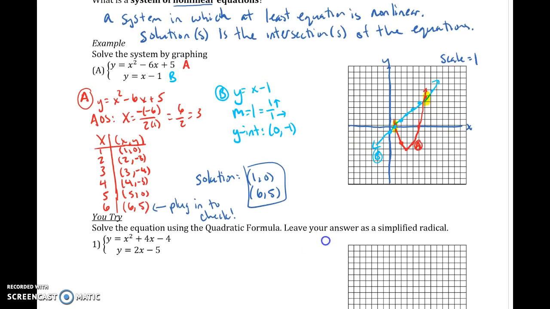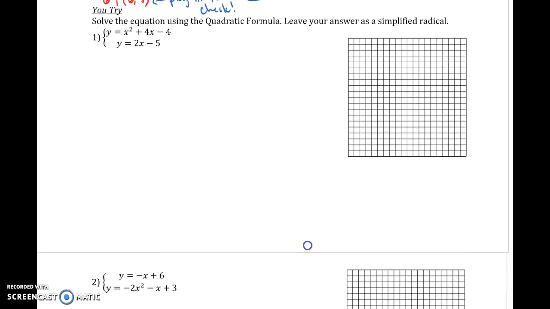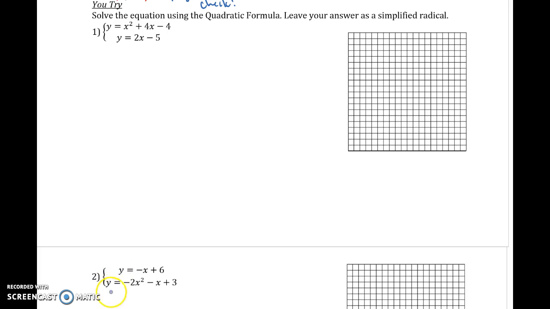So let's take a look at You Try 1 and You Try 2. I'd like you to try those. Be careful with number 2: you're going to get a fraction as your AOS for negative 2x squared minus x plus 3. So think about what numbers you're going to pick, and remember, if you can't figure out the perfect numbers so you can reflect those points, just plug in all 5 and it'll be fine. We'll come back and check your answers.